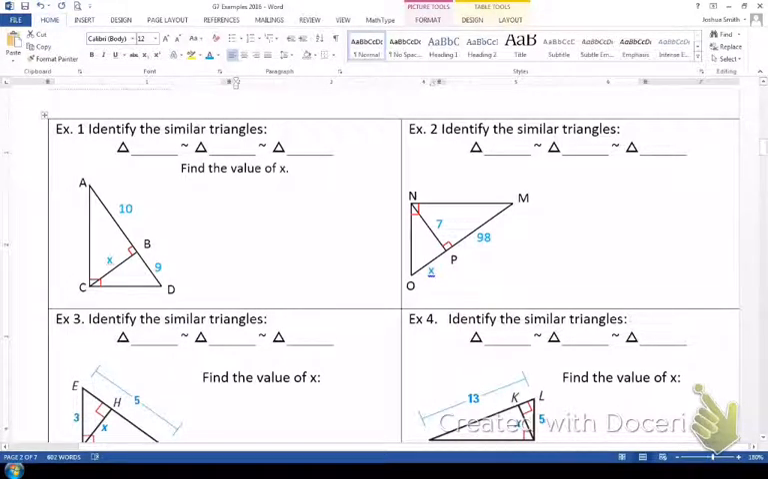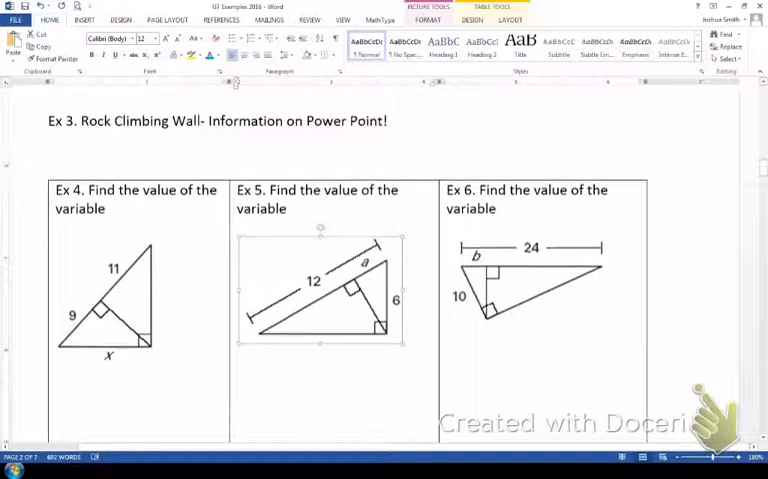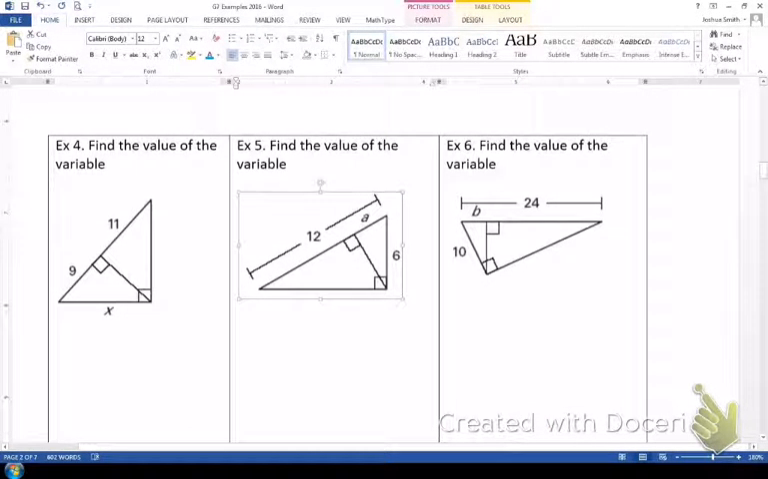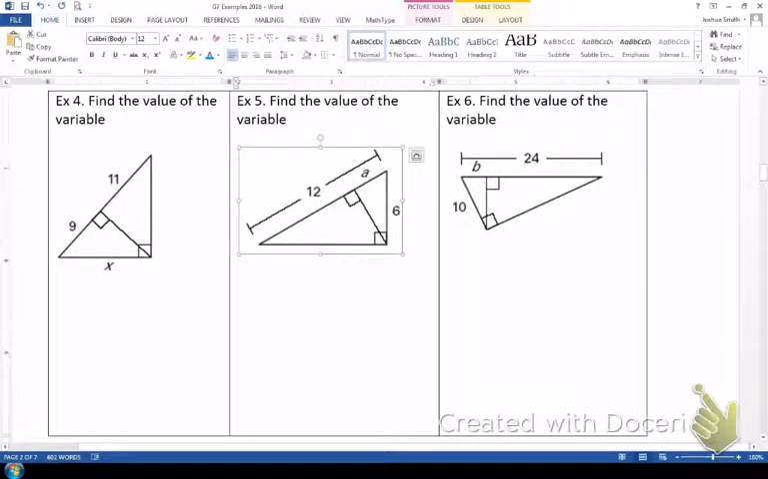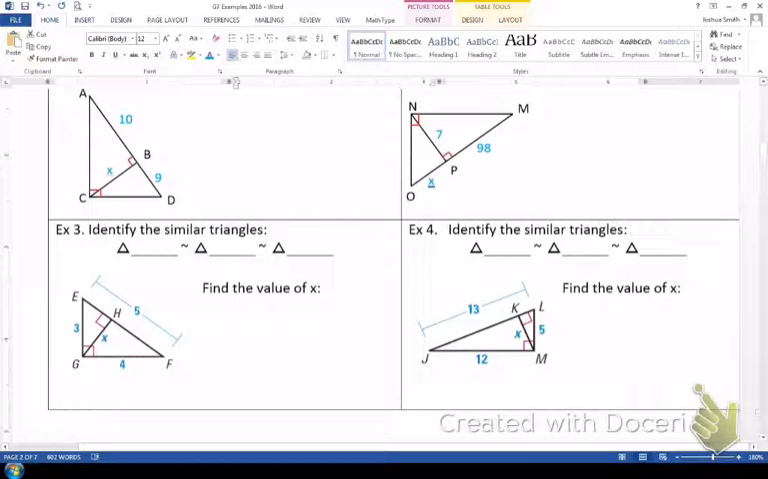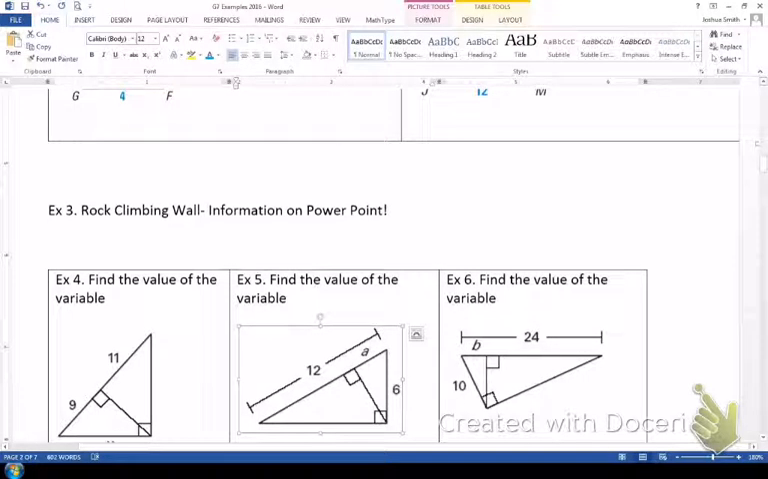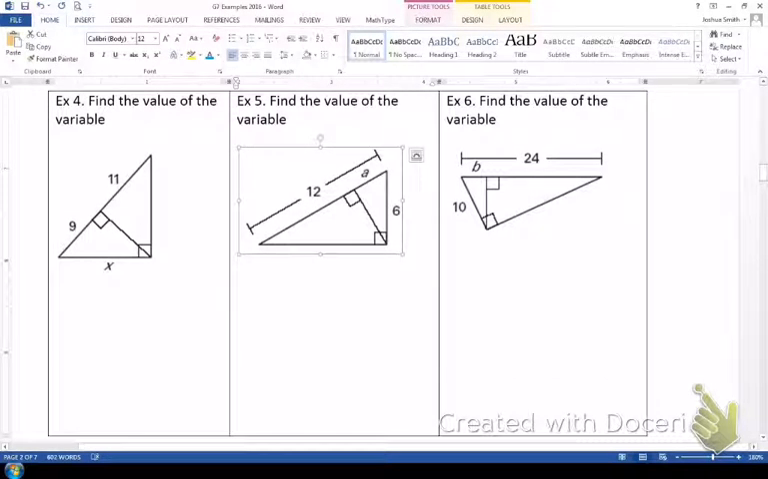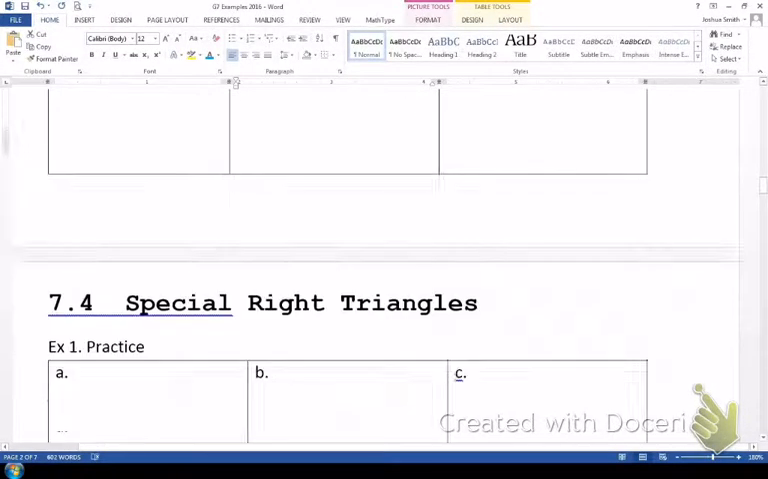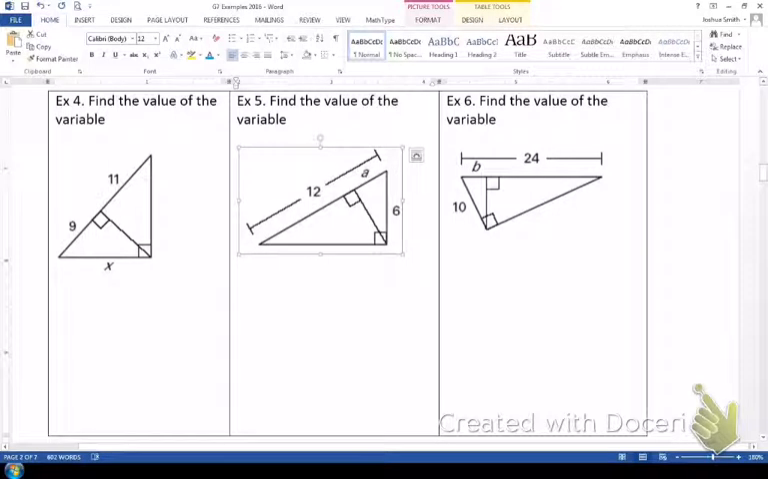Okay? In your example packet, you do have these problems. Skip examples 1 and 2. We're going to skip the rock climbing wall example for just a minute and work on these guys. Let's do these. Okay? All right, let's set these up.